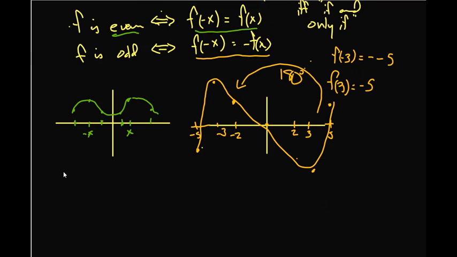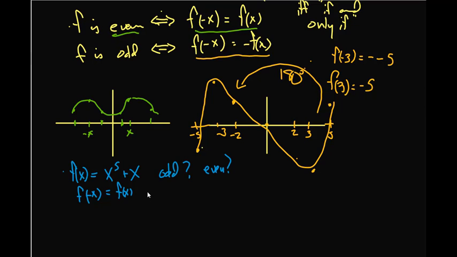Okay, so let's check a few more examples. So let's take an example like this. f of x equals x to the 5th plus x. So we could ask, is it odd, even, neither of these, or is it both of these? So what do we want to check? Let's check if it's even first. So that is, we want to check if f of minus x is equal to f of x.